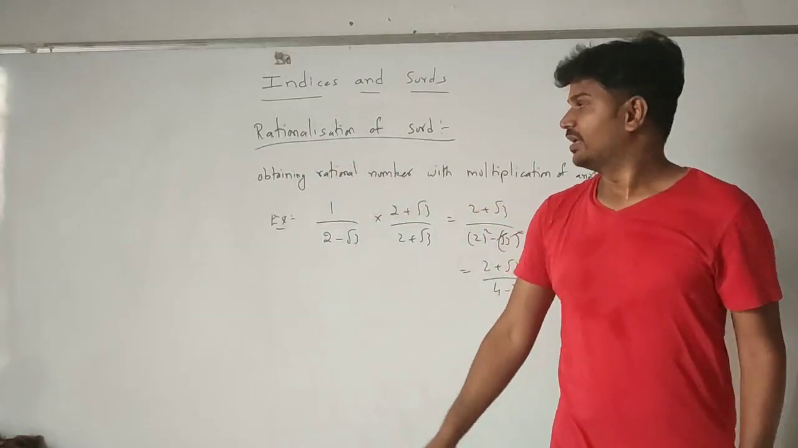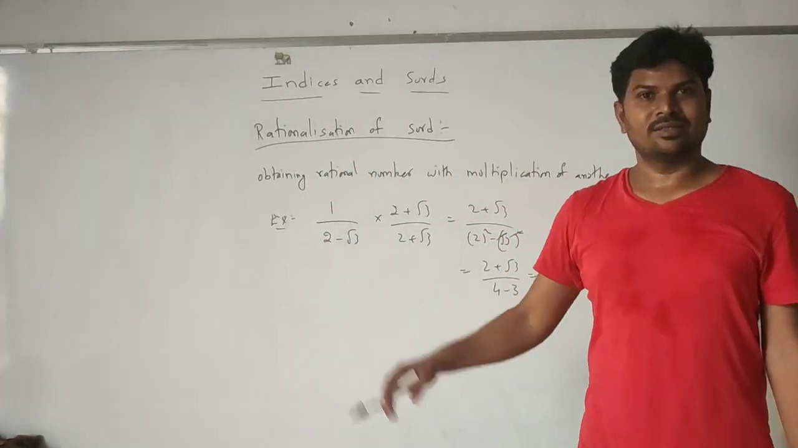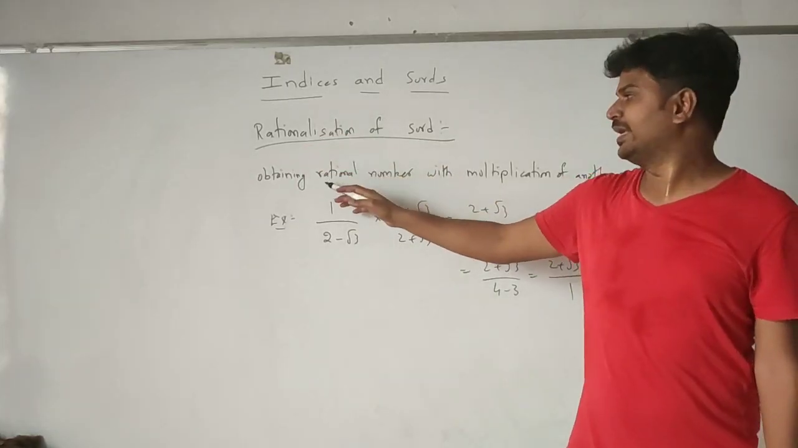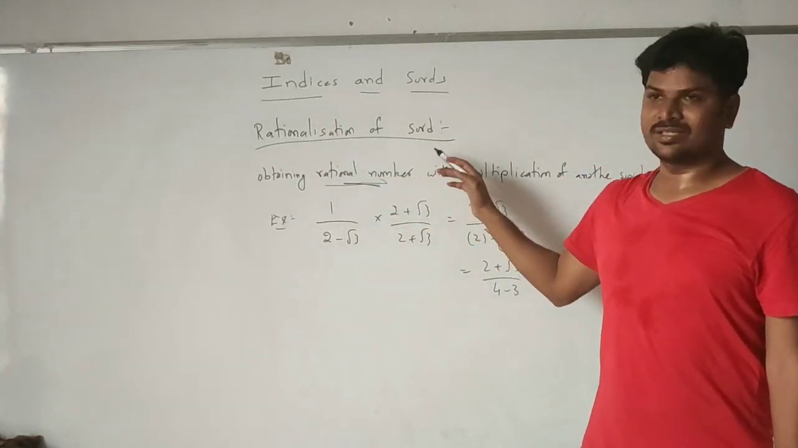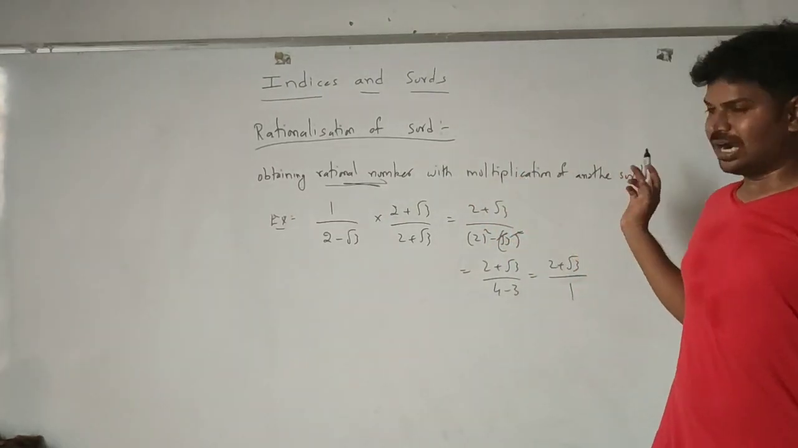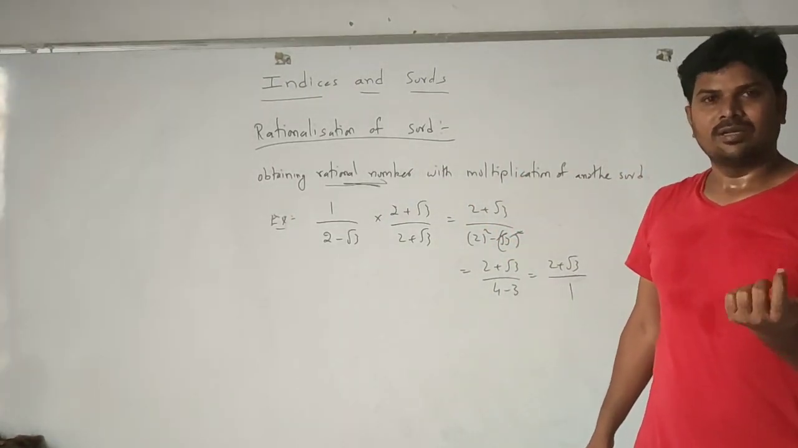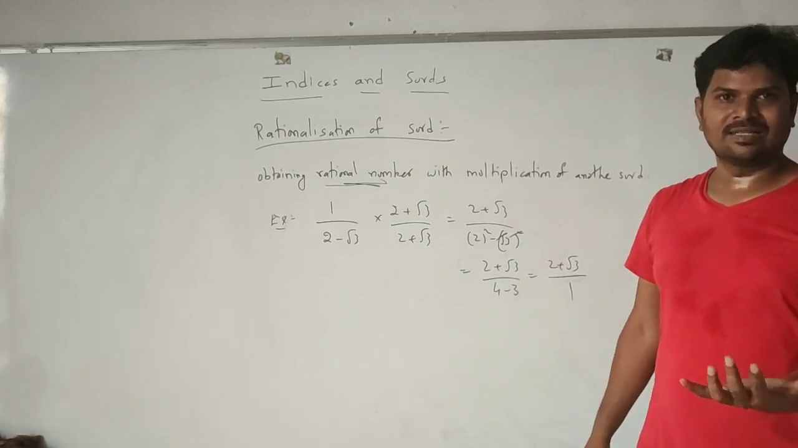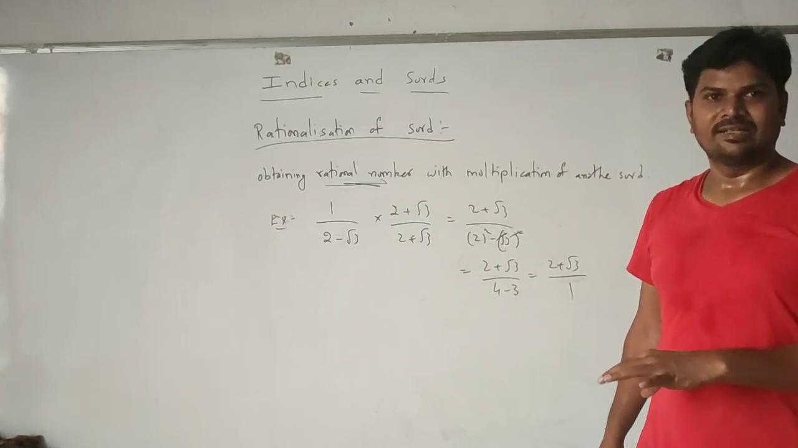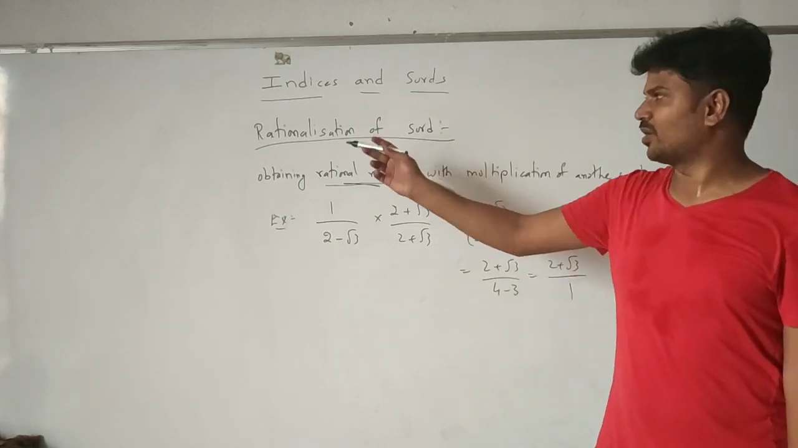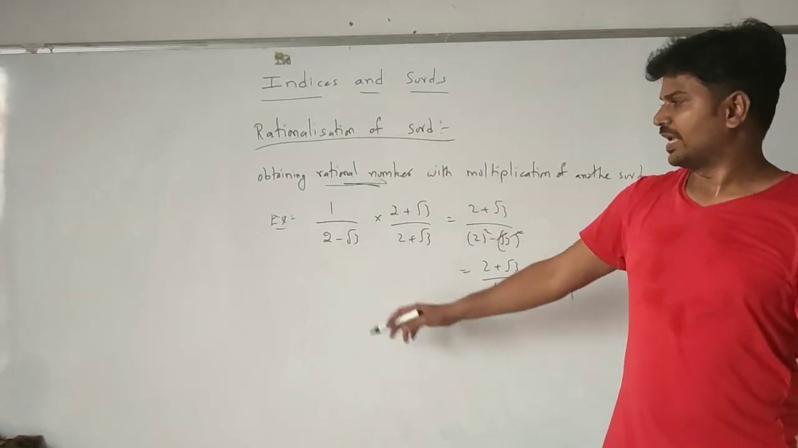Let's see the topic of rationalization of a surd. What is the rationalization of a surd? It is a method used for obtaining a rational number from a surd by multiplication with another surd. It means that if you have a surd, in order to get a rational number, you multiply with another surd of the opposite kind, then that surd can become a rational number. That process is called rationalization of a surd. So take an example.